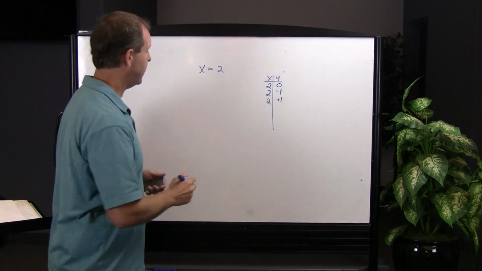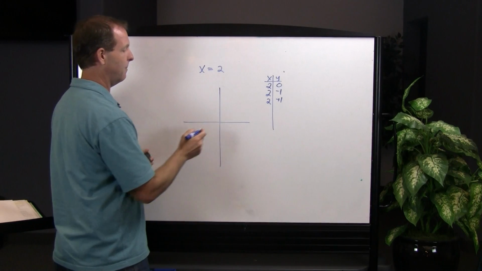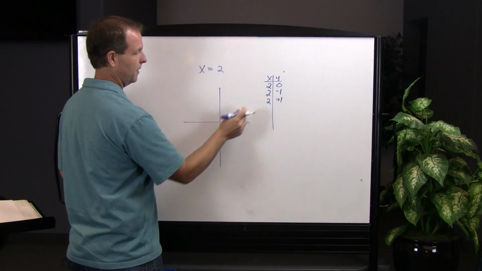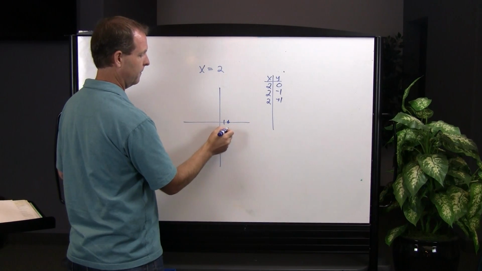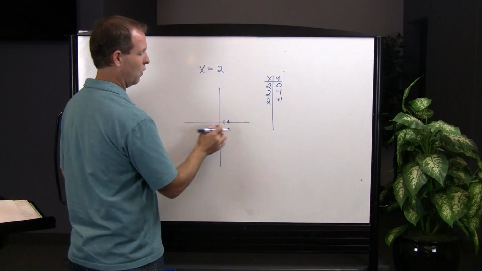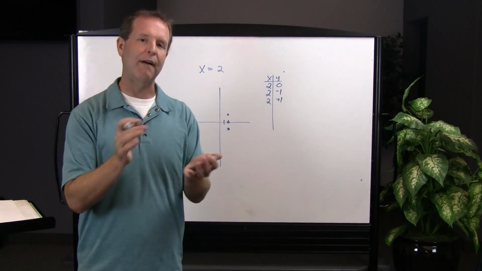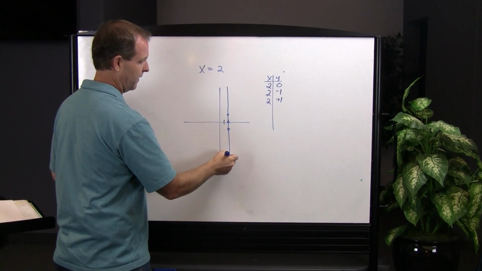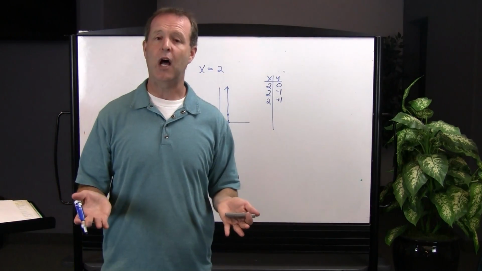I graph those points. The first point is over 2, up 0. The next one is over 2, down 1. The next one is over 2 and up 1. As I start to graph all those particular points, I start to notice that I built a vertical line.